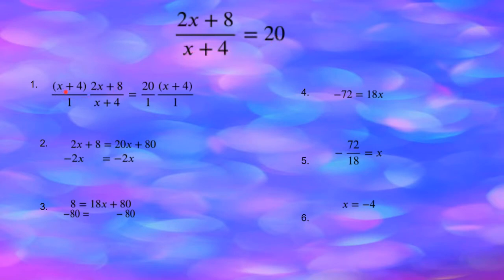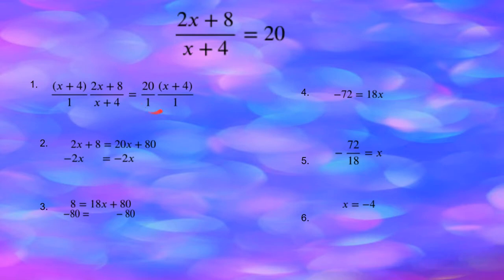So just do x plus 4, sorry, there should be a times symbol, I couldn't get that in, over 1 times 2x plus 8 over x plus 4. So let's do this side first. The first thing you should notice is that you have one thing in the numerator and one thing in the denominator. They're the same thing, so just cancel them out. So you're left with 2x plus 8 over 1, which is just 2x plus 8.